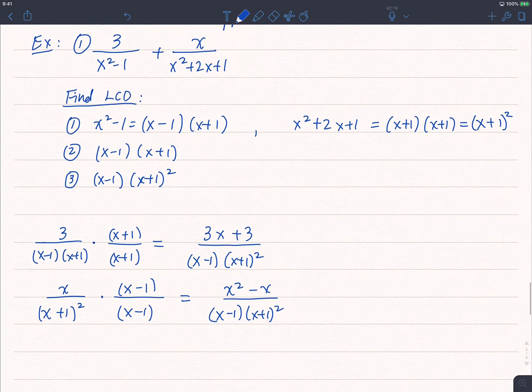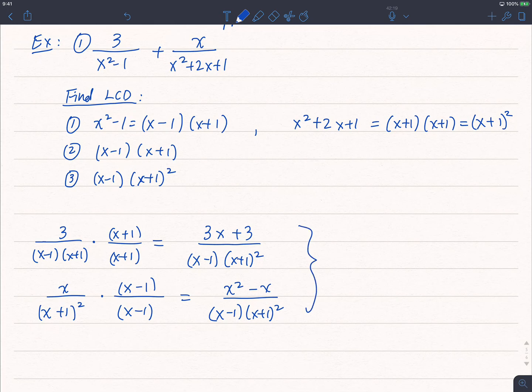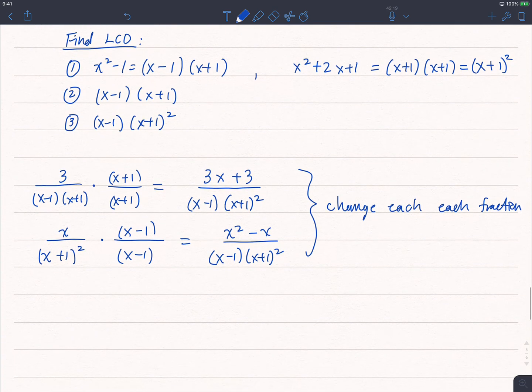Okay, so what I've done at this step is change each fraction in the problem by multiplying it by 1, so that now each fraction is the same as it was, since we multiplied by 1, but they have a common denominator, which means we can now combine their numerators.